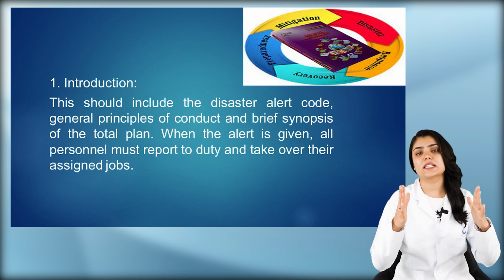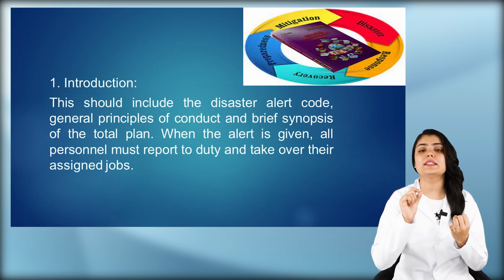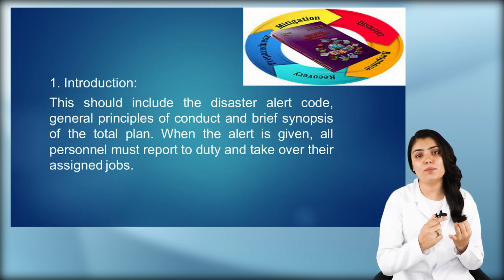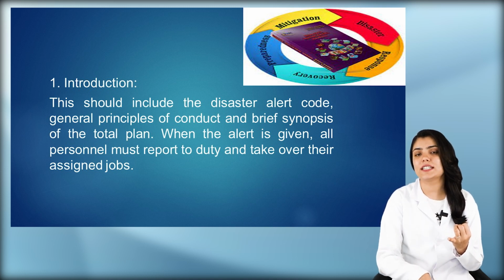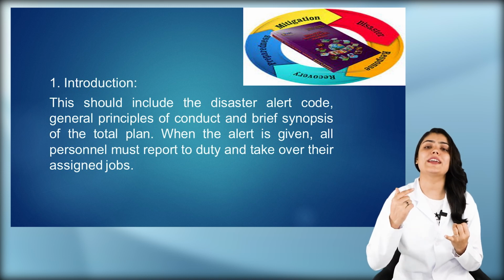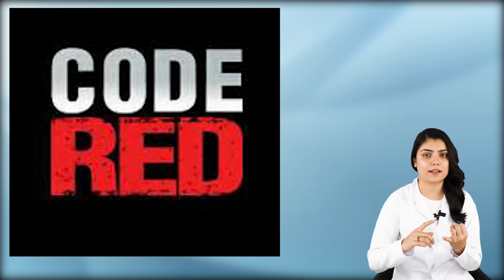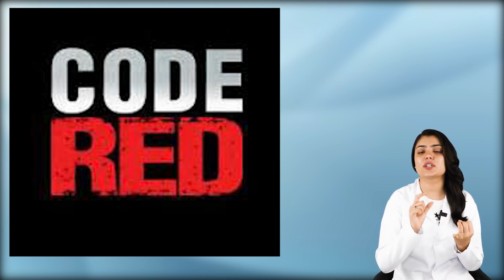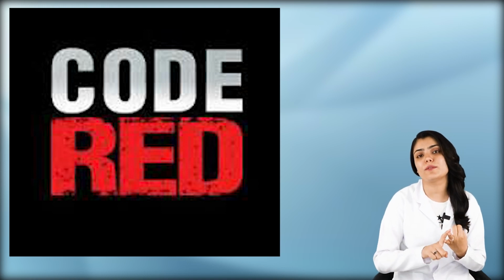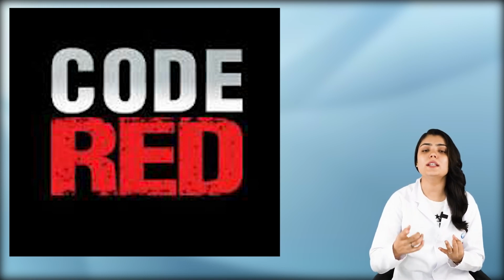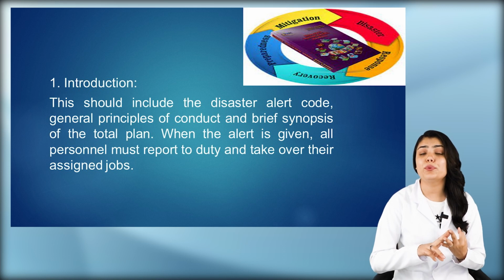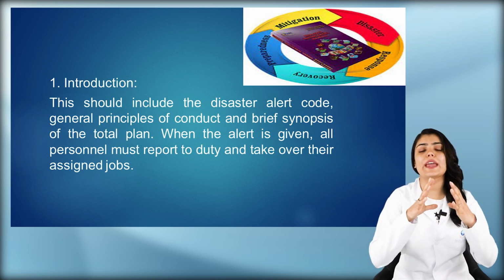So in the introduction, we have the alert code, which means at the time of disaster, when the code is read out or given to the healthcare employees, they should understand that there is a certain disaster and they should prepare themselves to receive the victims of the disaster and to provide medical assistance to them. So the first thing we have in the introduction is the alert code. Along with the alert code, there are certain codes of ethics to be followed by the employees working within the hospital, which are also included in the introduction. The introduction also consists of a brief synopsis or explanation of the entire plan.